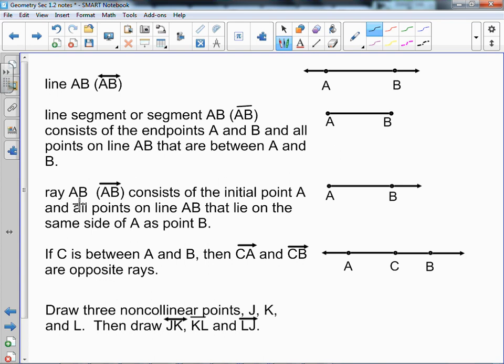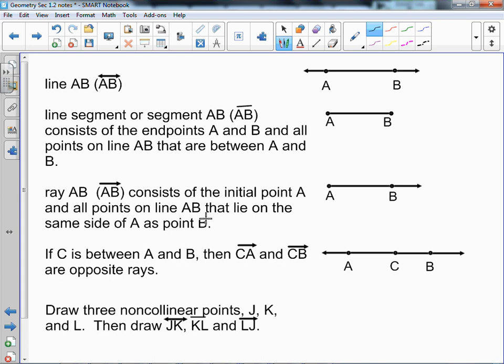Ray AB, or AB with a one-directional arrow on it, consists of the initial point A and all points on line AB that lie on the same side of A as point B. So point A is the initial point, that's where the ray starts, and it's going in the direction of B, so it's point A and every point that is on the same side as point B. So everything going this direction.